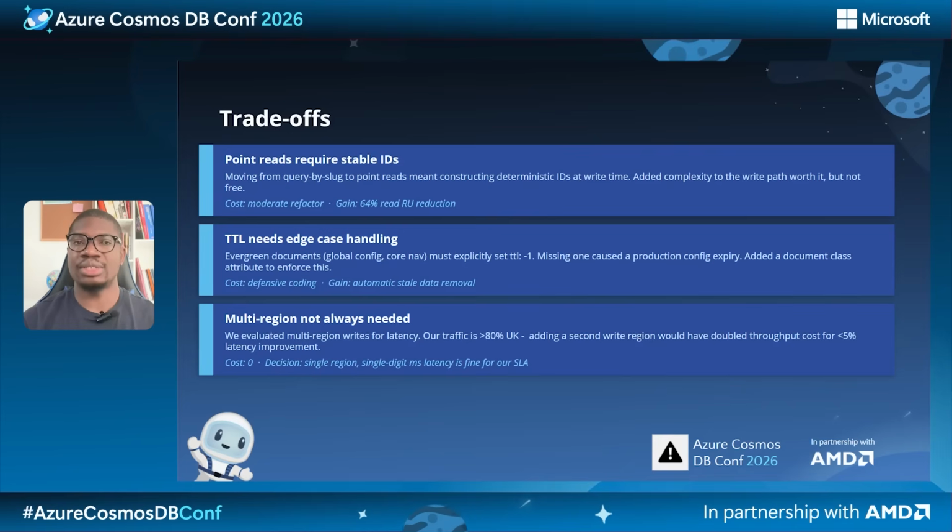And the third, we evaluated multi-region writes. Our traffic is over 80% UK based. So adding a second write region would have doubled our provisioned throughput cost for less than 5% latency improvement. So we don't do that. Single region, single digit millisecond latency is fine for our SLA. The goal is not to minimize RU at all costs. The goal is to spend RU intentionally. Complexity has a cost too.